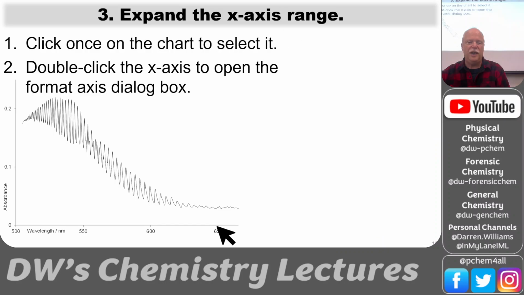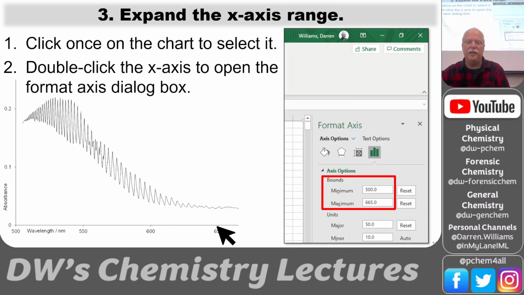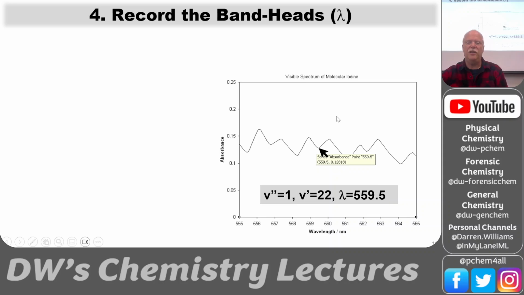So if you click on that x-axis, you can zoom in, and this is what you get. So here's that region, what it looks like when you zoom in. And so here's how you get started. That's that V double prime equals 1, V prime equals 22, at wavelength 559.5. And so you would put those in your table and make this assignment table.